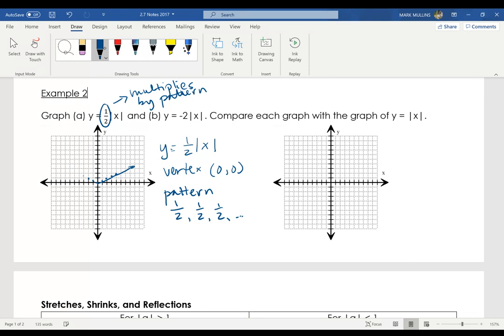So I'm always going up 1/2 a unit, and when I go to the right, I'm still going right or left 1. So what I notice is that it's been vertically shrunk. Instead of going up 1 unit, I'm going up 1/2 a unit. So it's vertically shrunk or vertically compressed by a factor of 1/2.